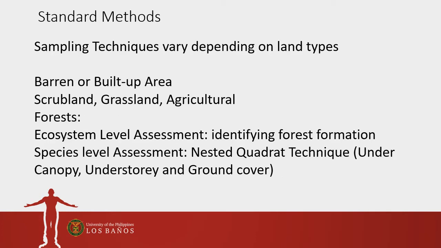Habitat sampling techniques vary depending on land types, but for forests, on an ecosystem level assessment, this can be done by identifying the forest formation. And for the species level assessment, nested quadrat technique may be conducted for the under canopy, understory, and ground cover.